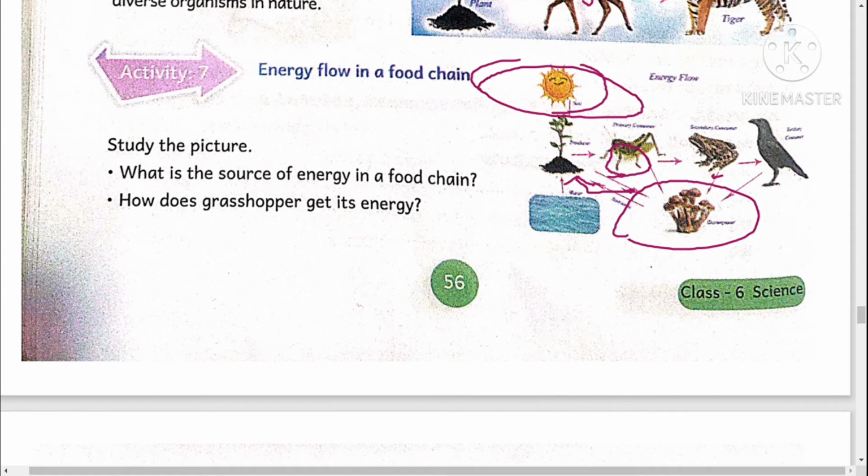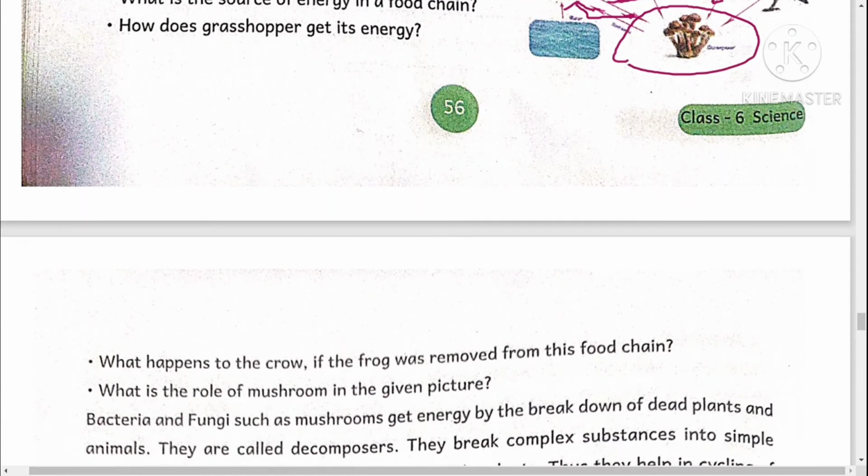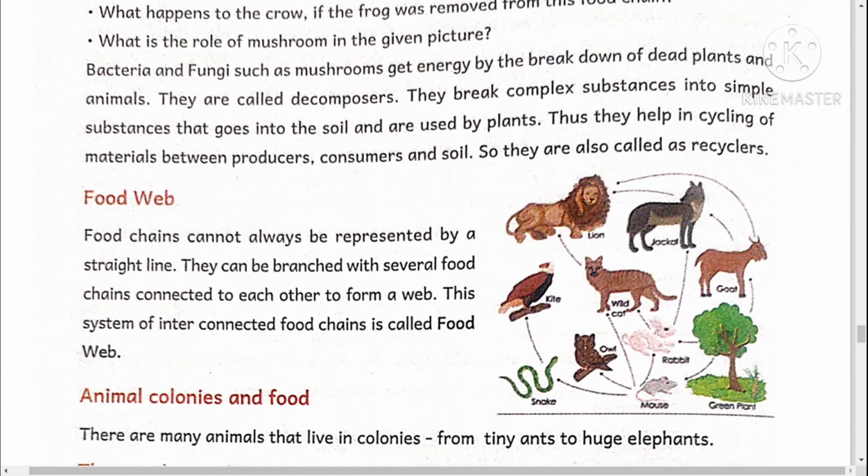So mushroom is a decomposer. Mushrooms get their energy by breaking down dead matter. It helps in the cycling of the materials between producers, consumers and the soil. Bacteria and fungi such as the mushrooms get energy by the breakdown of the plants and the animals.